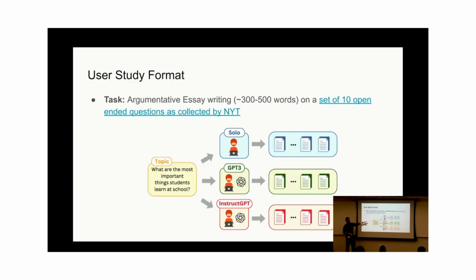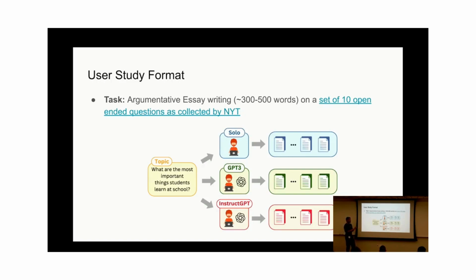The blue line on top is solo writers. It's just people writing without any model help. And then we also collect people writing with two different models. GPT-3 and Instruct-GPT are OpenAI's state-of-the-art API releases that are publicly available to a lot of people to use.